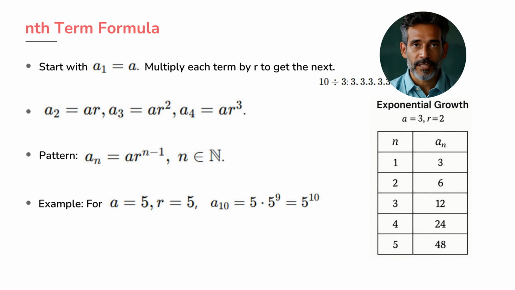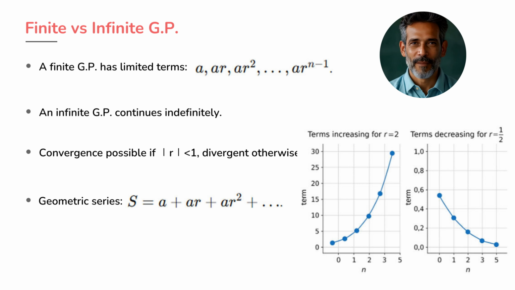Example, take a equals 5 and r equals 5. The 10th term is a sub 10 equals 5 into 5 raised to the power 9, which equals 5 raised to the power 10. This formula means no matter how far out in the sequence you want to go, you can jump directly there without listing all earlier terms. Pretty efficient, right?